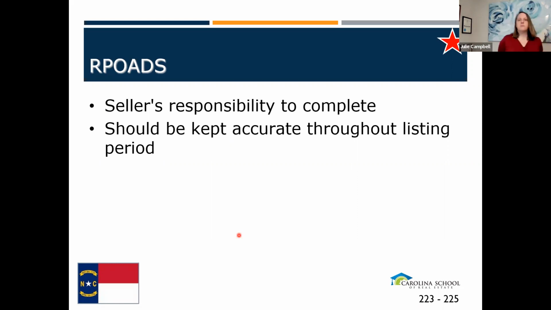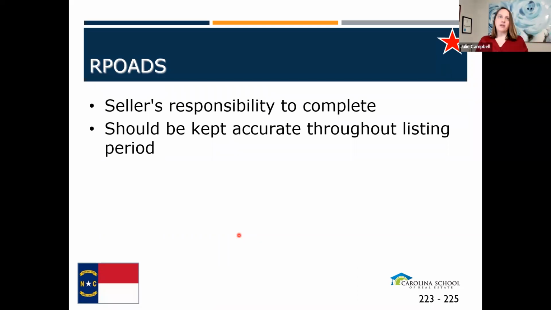And the RPODs need to be kept accurate throughout the listing. So if we take the listing today and we have the seller complete it, and maybe they say, yes, something's broke, or yes, something is leaking, and then they fix it, we need to update the RPODs. It used to be broke, but now it's not. Same thing if they say, no, this works just fine, and then it breaks, we need to update the RPODs. We need to keep this form updated throughout the listing period.